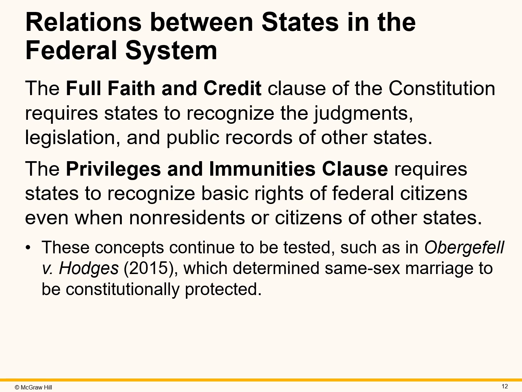Relations between states and the federal government. The Full Faith and Credit Clause of the Constitution requires states to recognize the judgments, legislation, and public records of other states. The Privileges and Immunities Clause requires states to recognize basic rights of federal citizens, even when non-residents or citizens of other states. The concept continued to be tested, such as in Obergefell v. Hodges (2015), which determined same-sex marriage to be constitutionally protected.